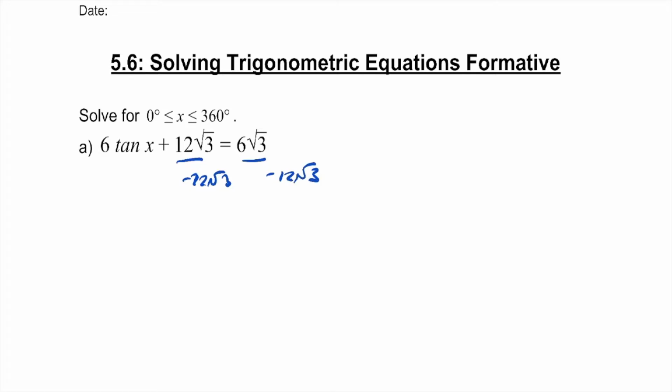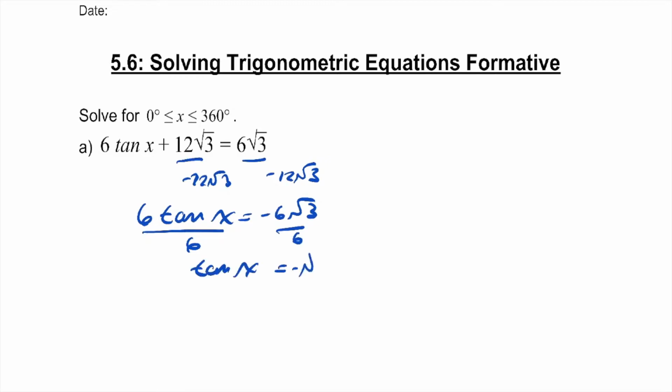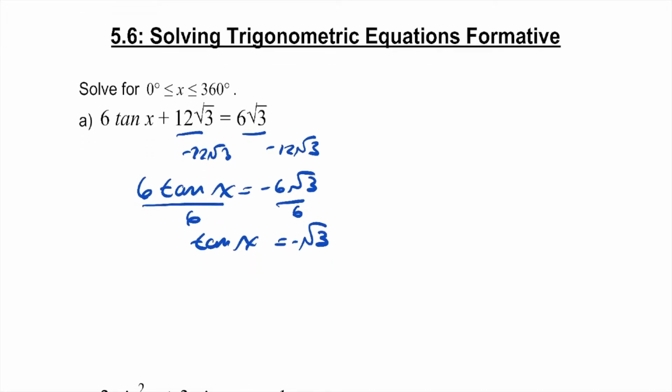So I'm left with 6 tan x is equal to minus 6 root 3. And then here I'm going to divide both sides by 6. So I'm left with tan of x is equal to negative root 3. So we can't solve for x directly. Here we can only get the reference angle, so tan of alpha.